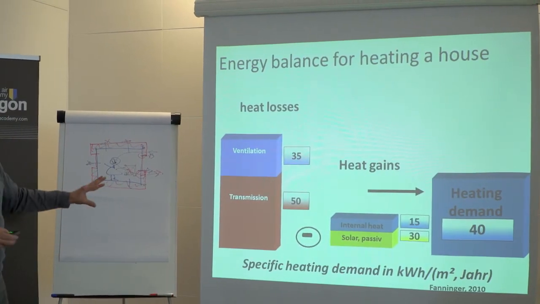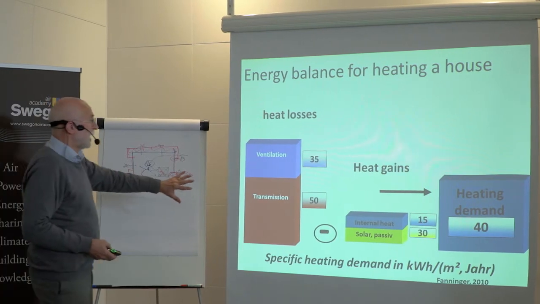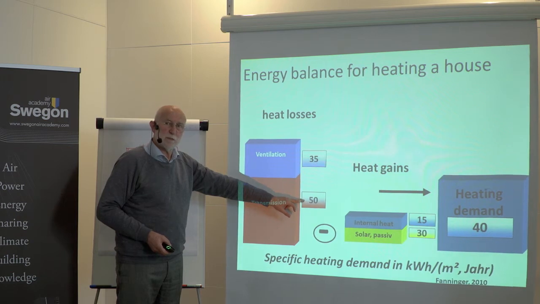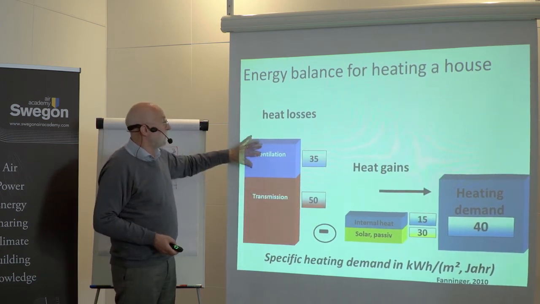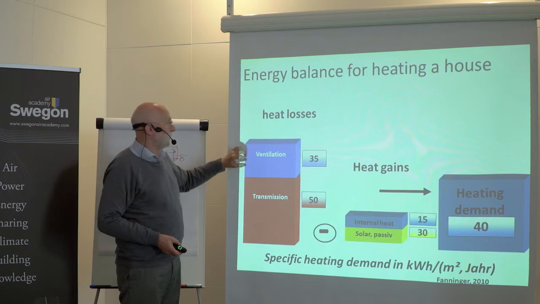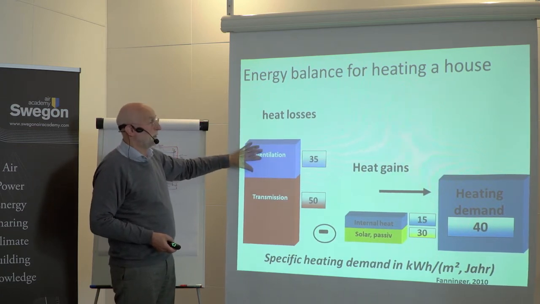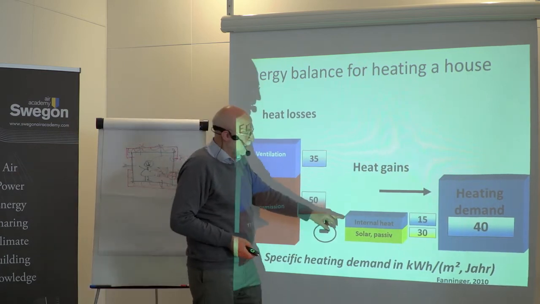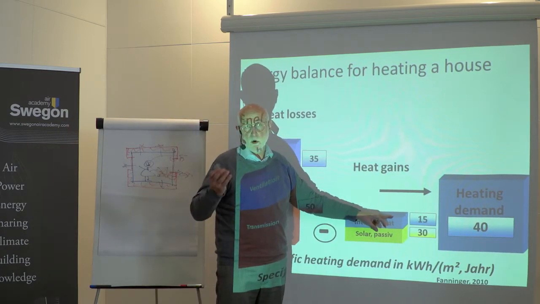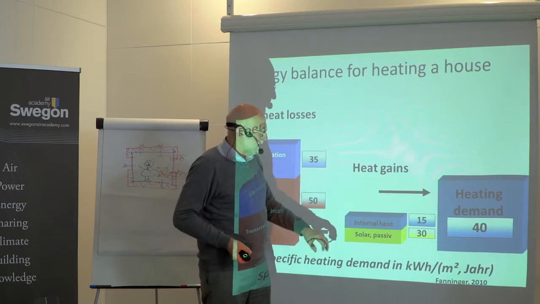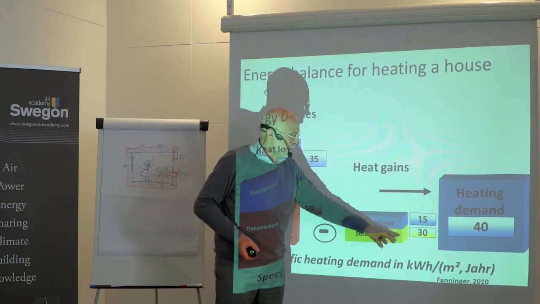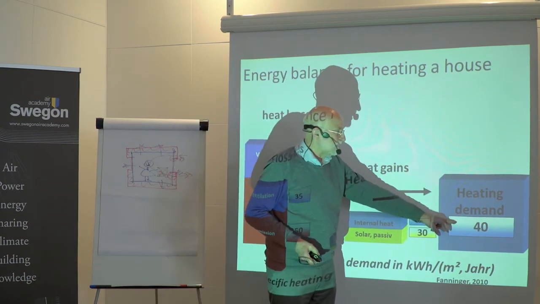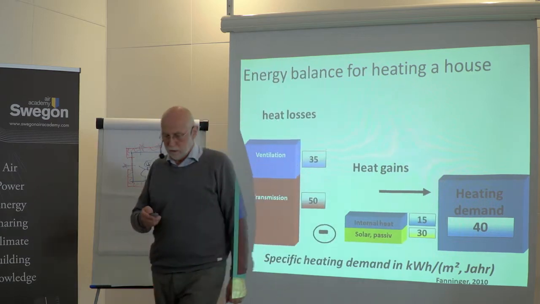How does it work? If we have a good building house, we might have this transmission loss. It's kilowatt hours per square meter per year. And we are losing about 35 kilowatt hours a year per square meter for ventilation. We have some internal production. It's internal heat. It's your cooking, your body is giving heat. And through the south-orientated windows, we have solar energy, and therefore the heating demand is about 40.